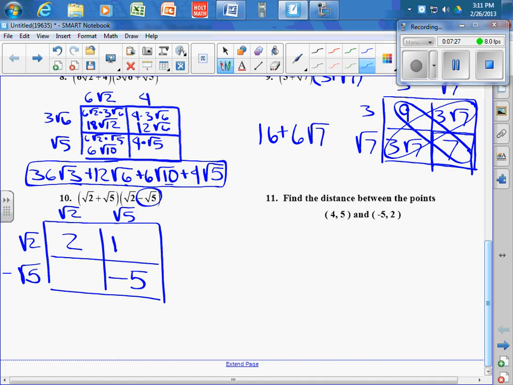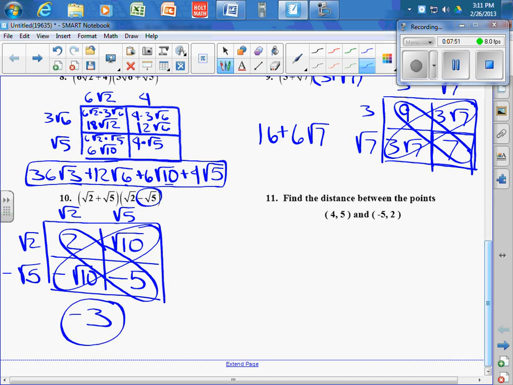In the top right, radical 10. In the bottom left, negative radical 10. The 2 minus 5 gets combined. 2 minus 5 is negative 3. Negative radical 10 plus radical 10 is 0. They cancel out. Your answer is negative 3.